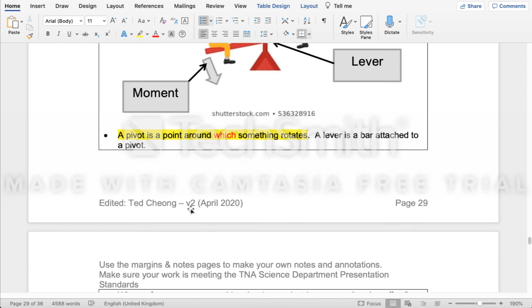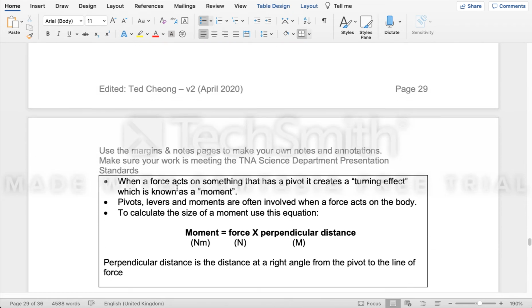Okay, so if you scroll down, you'll notice that when a force acts on something that has a pivot, it creates a turning effect. A turning effect is actually known as a moment. In your body you have pivots and levers and all these moments involved when you're moving around. And in physics, we came up with an equation that helped us out: moment equals force times perpendicular distance.